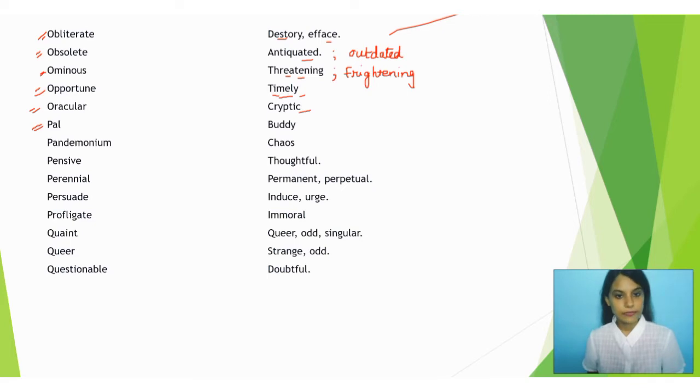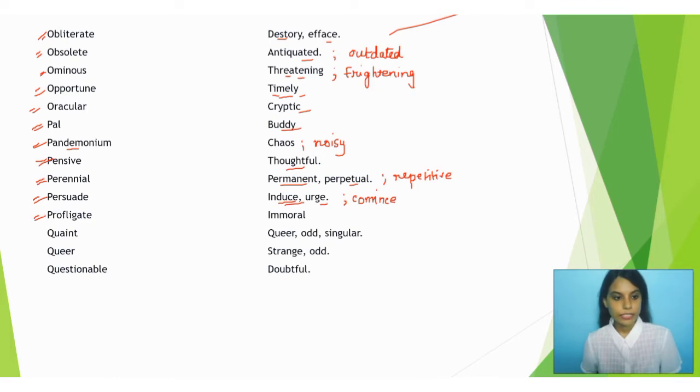Pall means body. Pandemonium means chaos, like noisy chaos. Pensive means thoughtful. Then we have perennial, which means permanent, or perpetual, which means repetitive or permanent, not going to end. Persuade means convince, induce, or urge.